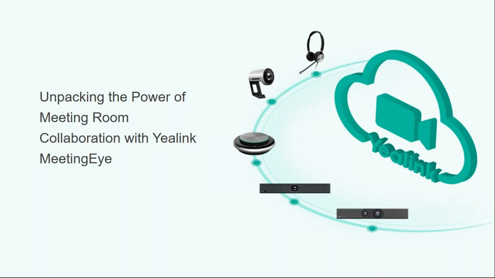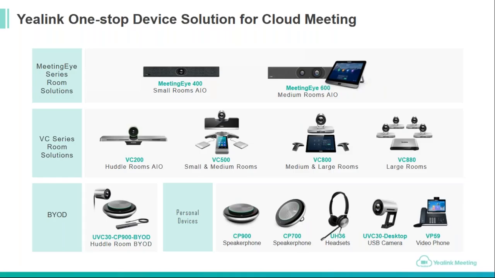Next, we will give some more introduction to our new Yealink Meeting Live series. As this slide shows, we are offering one-stop terminal solutions for our Yealink Cloud video conference. Various meeting terminals are available, including the USB devices like CP900, CP700, UH36, and the UEC30, which will further enhance the audio and video quality of your Yealink meeting.